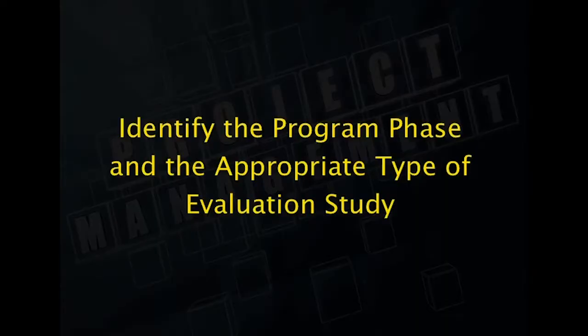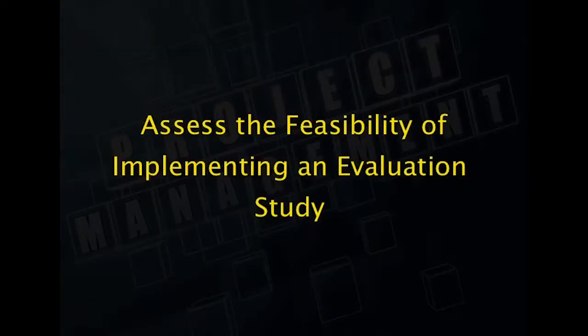Step 2, identify the program phase and appropriate type of evaluation study. There are a number of types of evaluation studies, such as needs assessment, baseline studies, formative evaluations, summative evaluations, and follow-up studies. The type of evaluation study utilized is selected on the basis of the stage of the program, program requirements, and stakeholders' interests. The next step is to assess the feasibility of implementing an evaluation study. Assessing the feasibility of a program evaluation helps to ensure that the program can be meaningfully evaluated and that the evaluation will contribute to improving program design and performance.